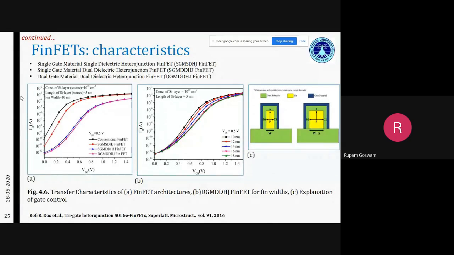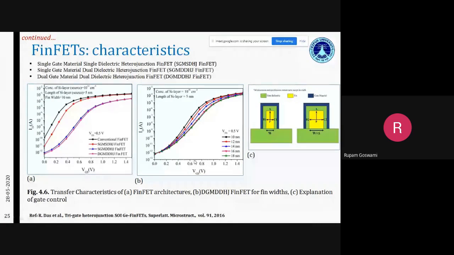So this is basically a very basic study on FinFETs with different architectures. And in 4.6b, you can see the impact of the fin width of the FinFET on the transfer characteristics or the drain current. An explanation has been provided in figure 4.6c. For the 10 nanometer fin width in figure B, the current is higher in and around the mid gate voltages of around 0.4 to 1 volt.